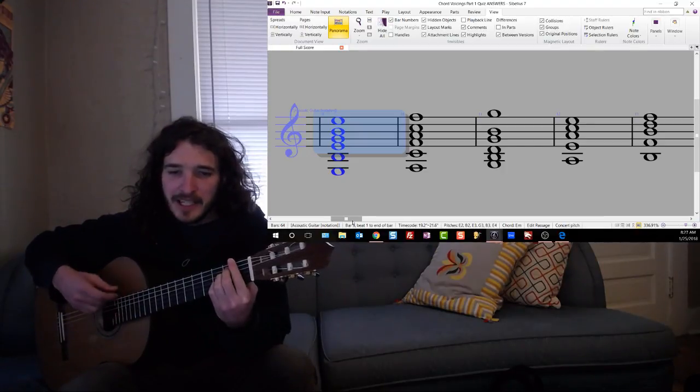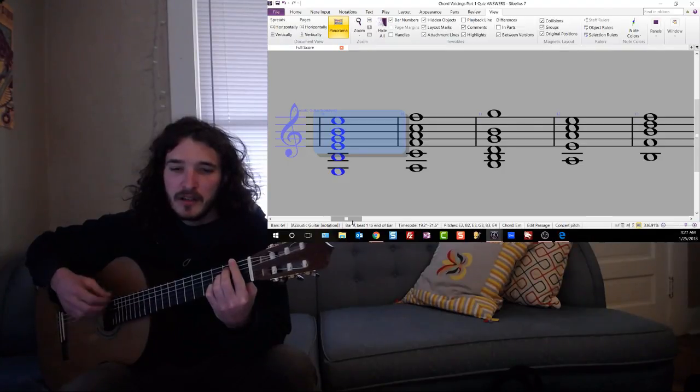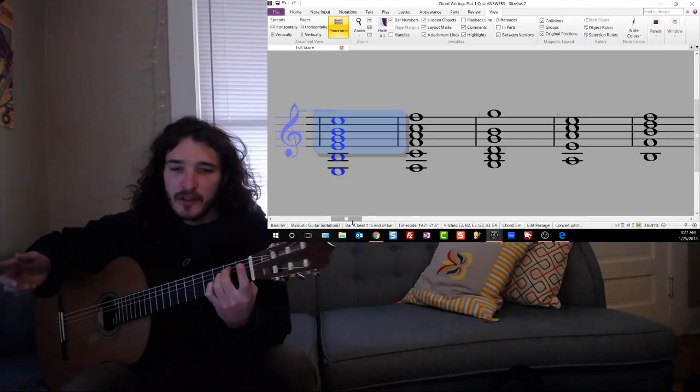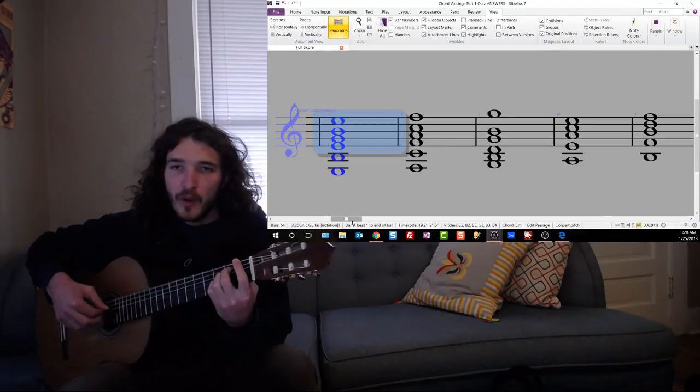All right, this is E minor, our 3rd chord of the key, C major, and the voicing goes 5th, 4th, 3rd, 3rd, 4th, which means it is voicing number 4. Voicing number 4, everybody. 5th, 4th, 3rd, 3rd, 4th.